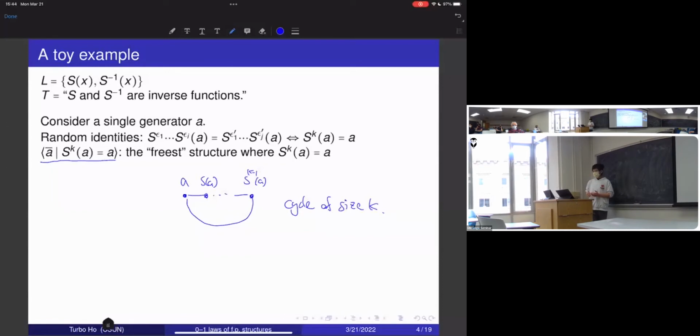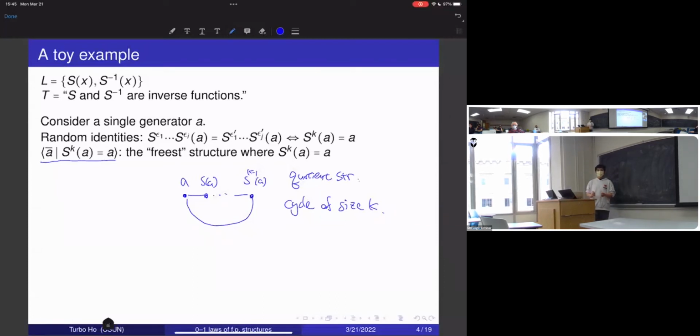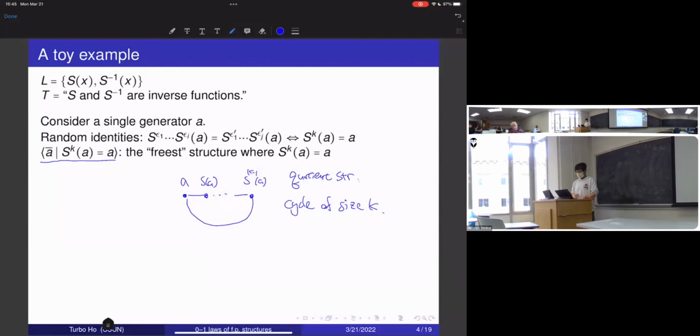Okay, so here, this is the quotient structure. The quotient structure will look like a cycle of size K. And of course, remember, the K is a random variable. It came from the random terms you chose and how they cancel. But this is what the quotient structure will look like.